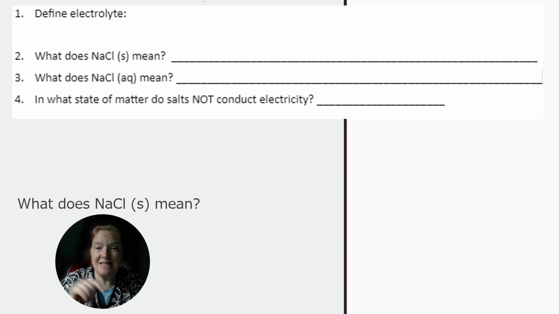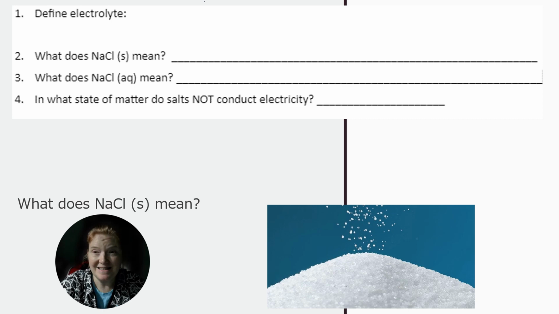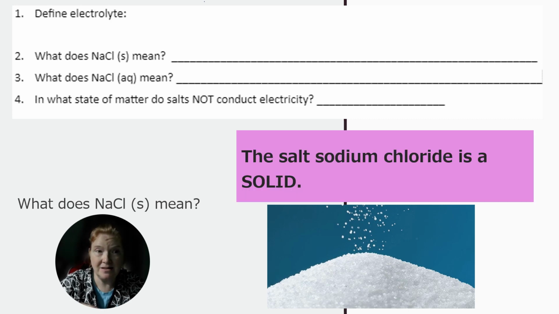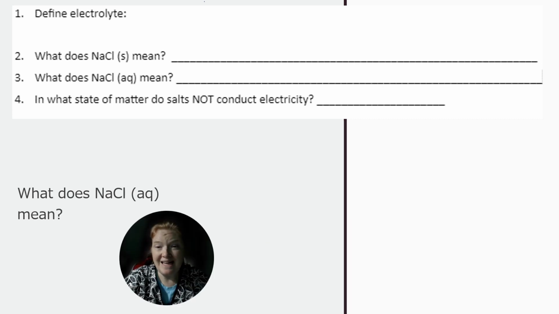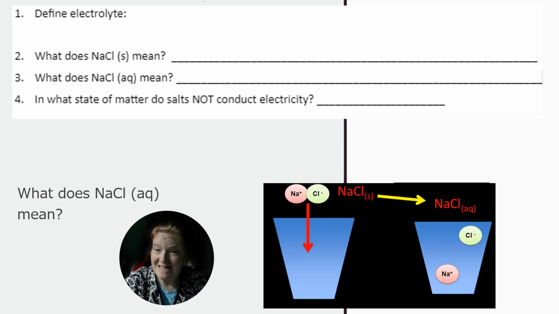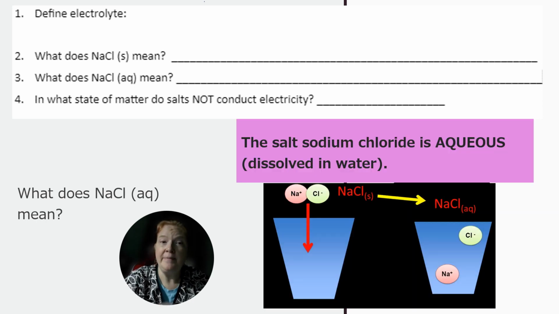What does NaCl with an S mean? That the salt, sodium chloride, is a solid. So then what does NaCl AQ mean? It means that the salt, sodium chloride, is aqueous, dissolved in water. So it is not just salt, NaCl, it is salt and water.